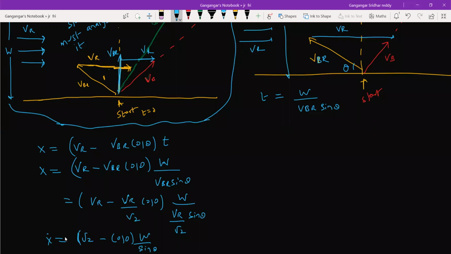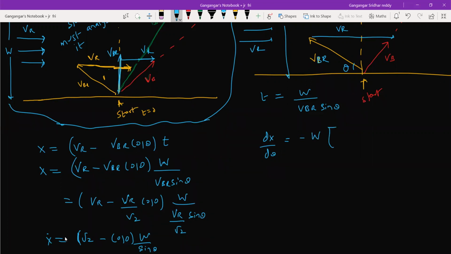So what to do here now? I differentiate with respect to theta. The value of theta will determine what should be the minimum drift here. For some specific value of theta, the drift can be minimum. So differentiating this, dx by d theta. Root 2 constant it is, minus of W, you keep as it is.